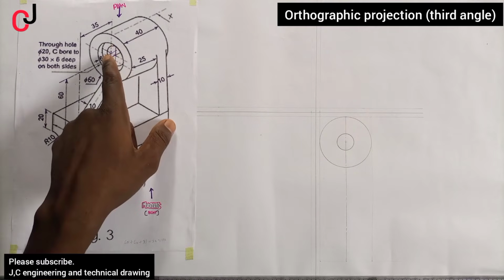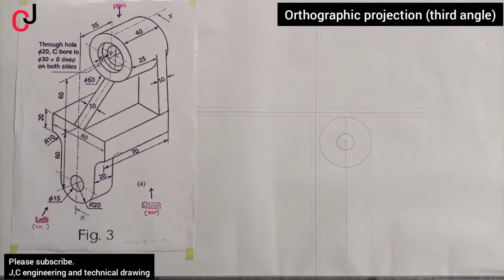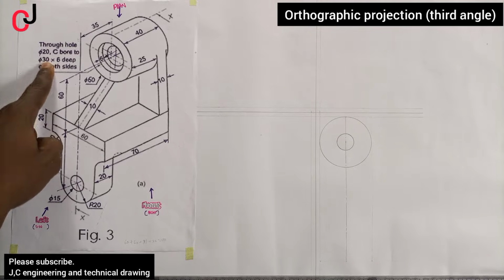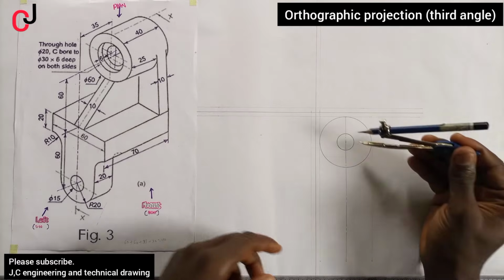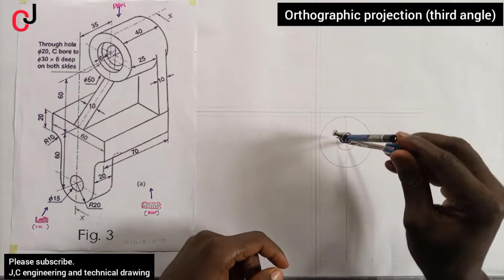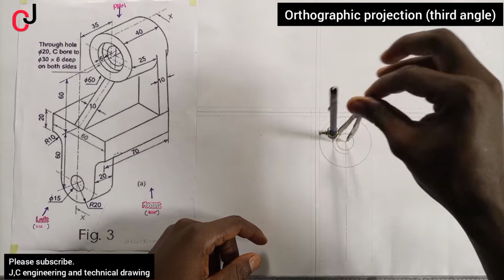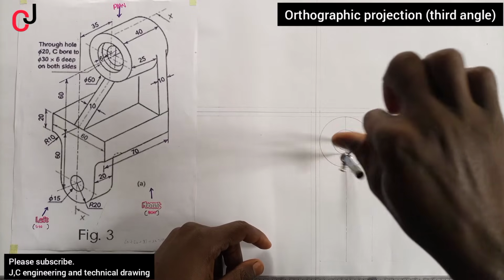and you can see this circle here, which is 30 millimeter, diameter of 30 millimeter. So you divide by 2, which gives you 15. Then you place at the midpoint using radius 15 millimeter. Then construct your circle.